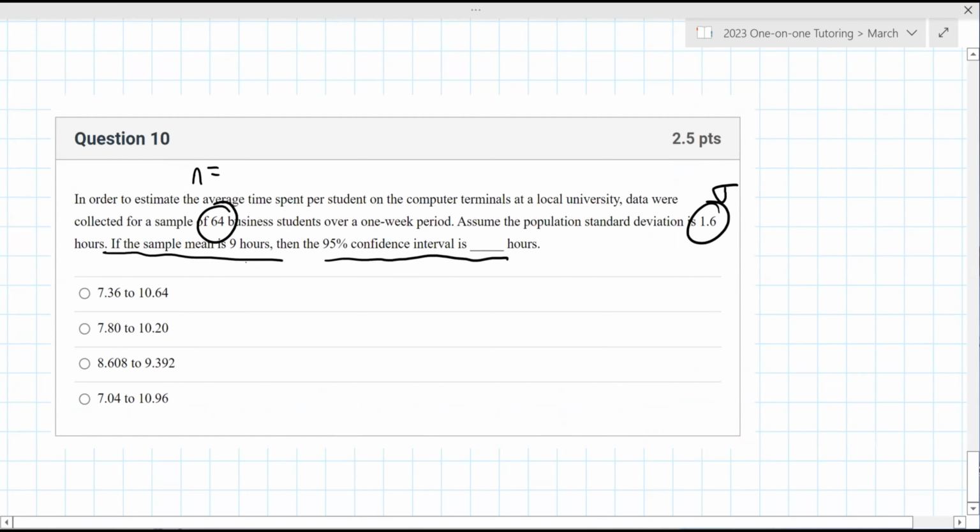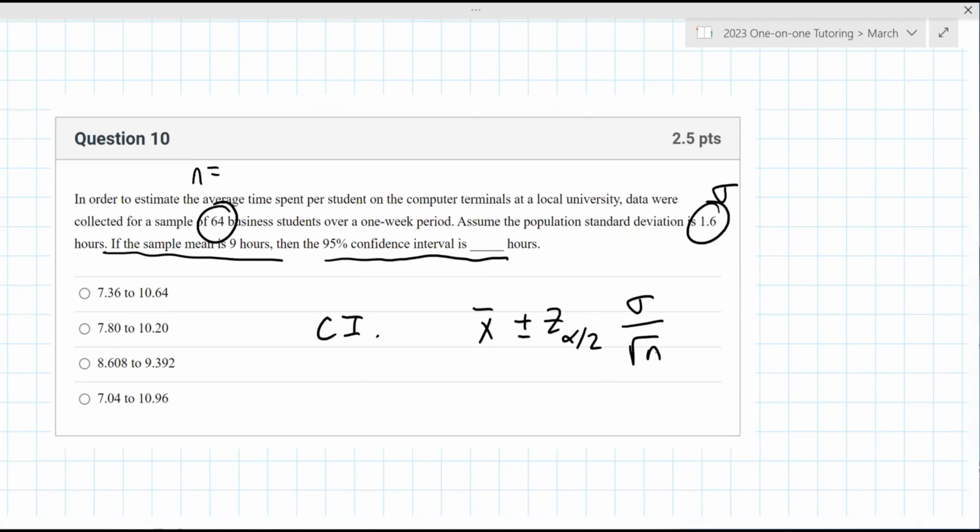Okay. We have not done any confidence intervals. And it's probably a formula. So the confidence interval is x bar plus or minus z alpha divided by 2 times sigma divided by the square root of n. Your calculator will also do a confidence interval for you. So I probably should show you that.